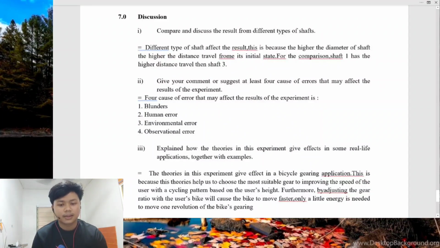For the last discussion, explain how the theory in this experiment gives effect in some real life application together with example. The theory in this experiment gives effect in a bicycle gearing application. This is because this theory helps us to choose the most suitable gear to improve the speed of the user with a cycling pattern based on the user's height. Furthermore, by adjusting the gear ratio with the user's bike, the bike will move faster. Only a little energy is needed to move one revolution of the bike's gearing.